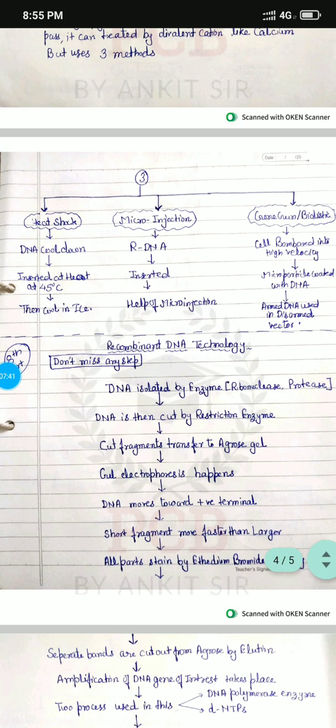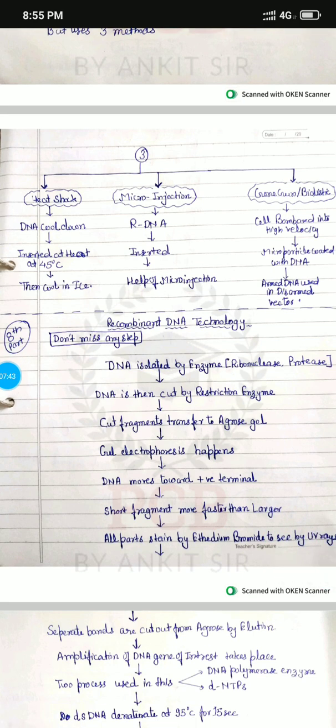One method is called heat shock, where the DNA is first cooled down at a low temperature, then inserted inside the cell and heated at 45 degrees Celsius suddenly, and then suddenly cooled down with the help of ice. This up and down temperature creates a disruption, and because of that the heat shock happens. If this process is not there, then microinjection is there. In microinjection, the recombinant DNA is inserted with the help of a microinjector. This is called the microinjection method.